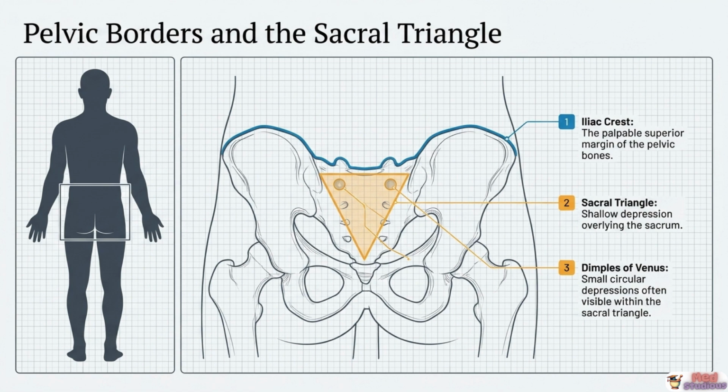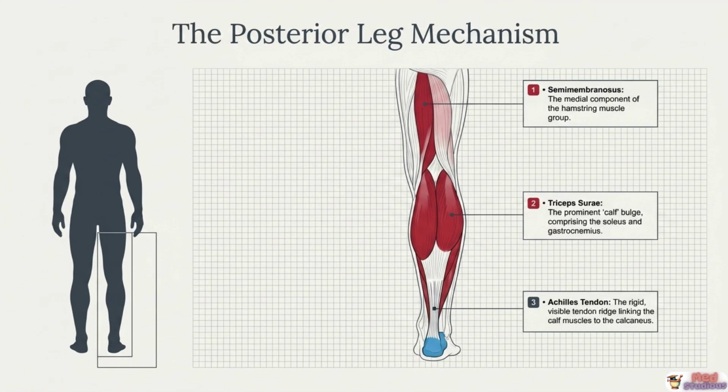These dimples are caused by the attachment of skin to the PSIS through superficial fascia. In clinical practice, they serve as reliable surface markers for the sacroiliac joints, which are assessed in patients with lower back pain and ankylosing spondylitis. The posterior lower limb is defined by three layered structures, forming an integrated propulsion and stability system.